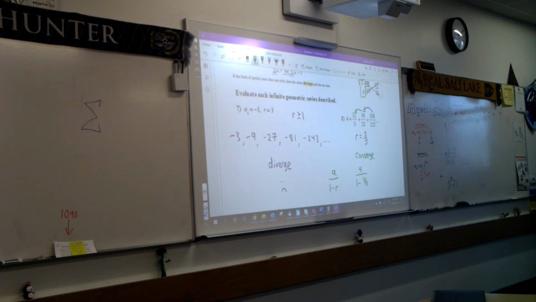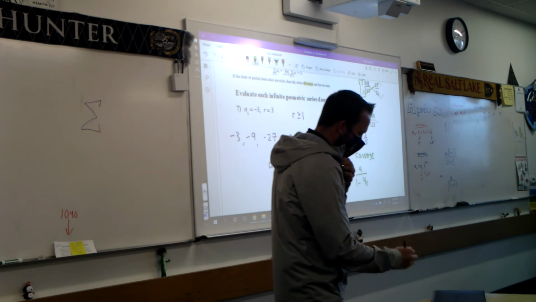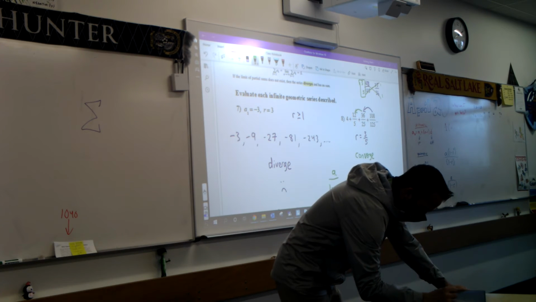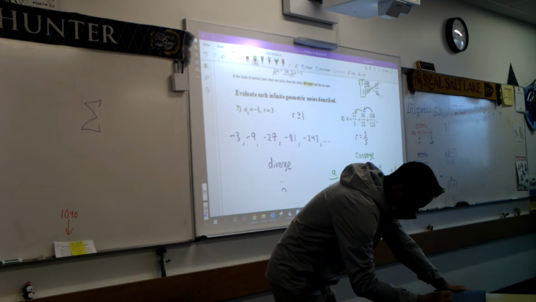Fractions, what's 1 minus 3/5? Is it negative or positive? It's 4 over 2/5, because 1 is 5/5, and 5/5 minus 3/5 is 2/5. Uh-oh, fraction divided by fraction, what do we do? Keep change flip, so that becomes 4 times 5 halves, which is 20 over 2, which is 10.